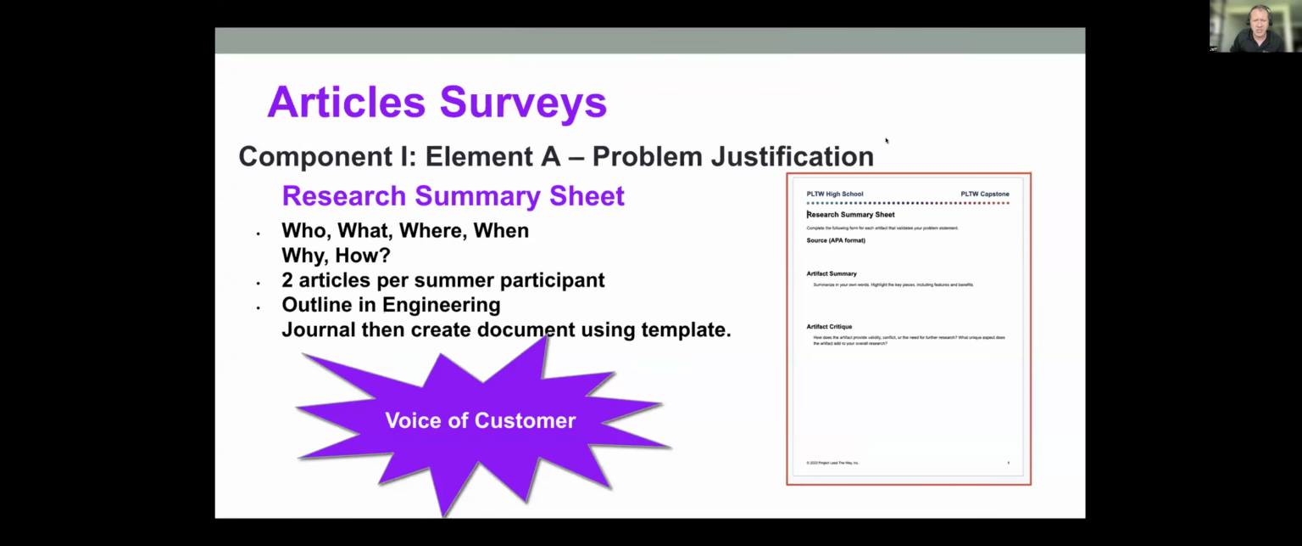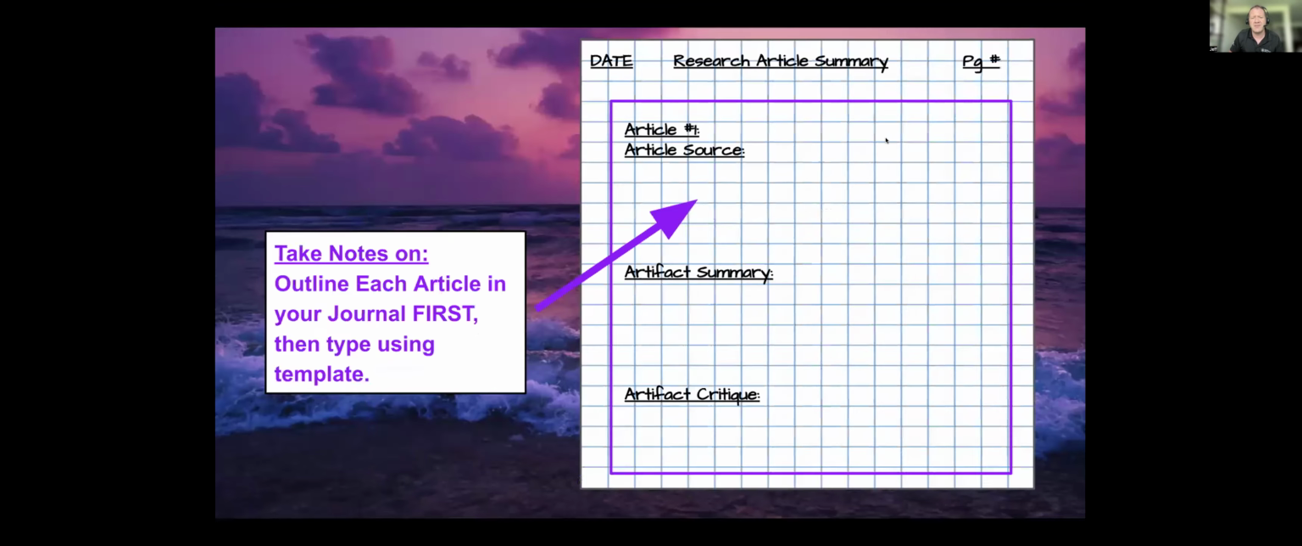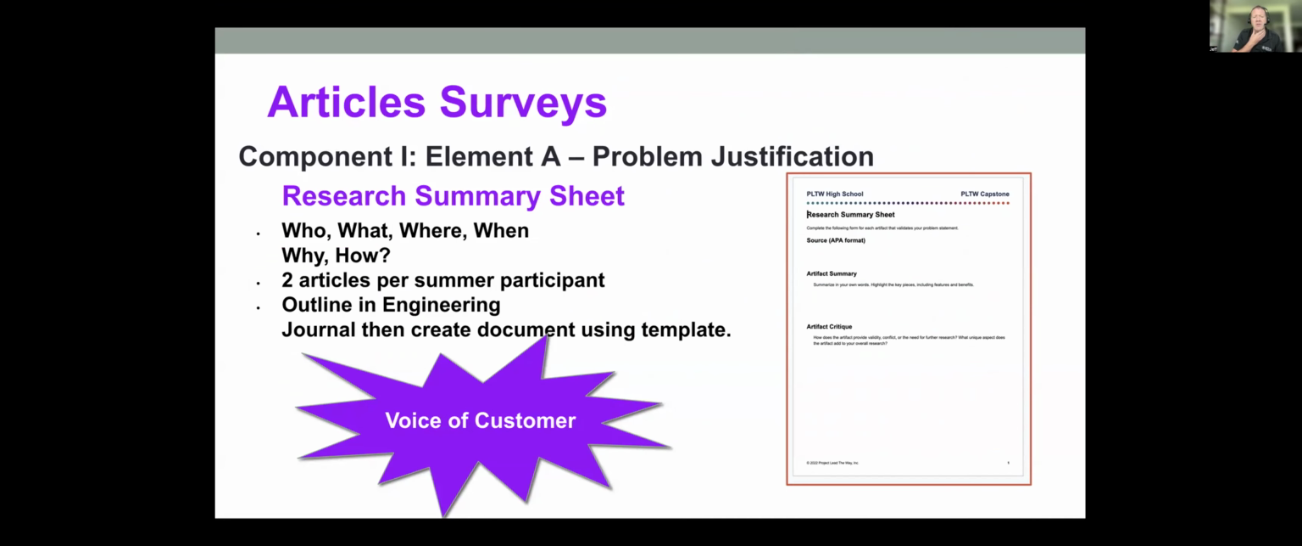Now, Scott, in your class, when you do those research article sheets, any tips or tricks they have to keep in mind? I know with your school, they're using the format that they use in science and engineering. But is there anything else, any other tips or tricks we can share with our participants?